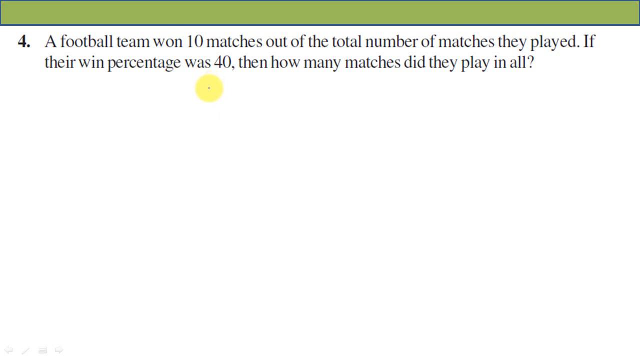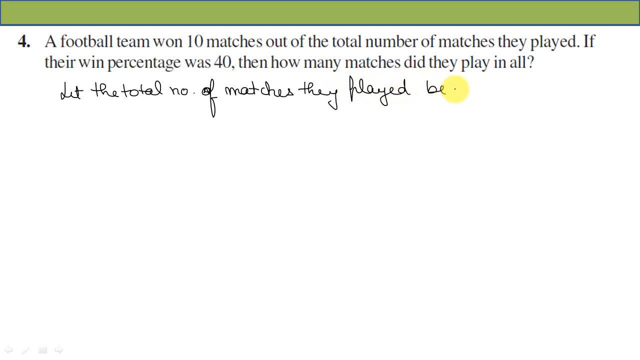what you need to find out, how many matches did they play in all. That means what we need to find out, the total number of matches they played. So let it be x. So we'll write down the statement, let the total number of matches they played be x. राइट, उसमें से आपके पास विनिंग परसेंटेज कितनी है 40.